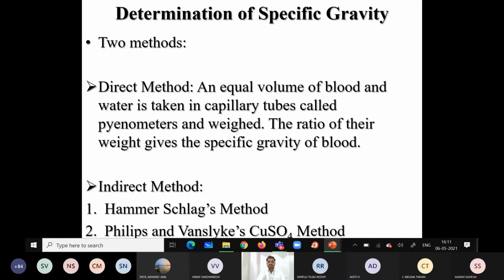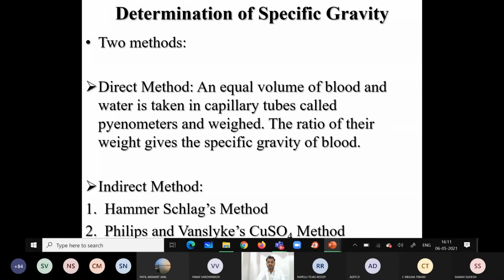So what are the different methods to determine the specific gravity? There are two methods, one direct and another indirect. These two practical topics, specific gravity and osmotic fragility, are important only for theory purposes. Sometimes examiners ask you this in practical viva. It is very rare, the rarest of the rare case, that you will be given these practicals to perform. So you should know the theory parts only.